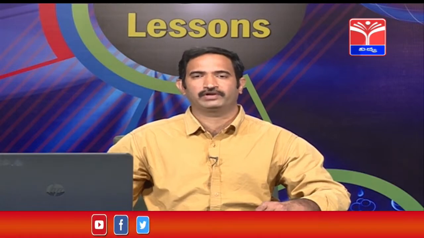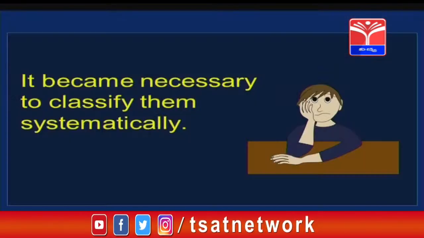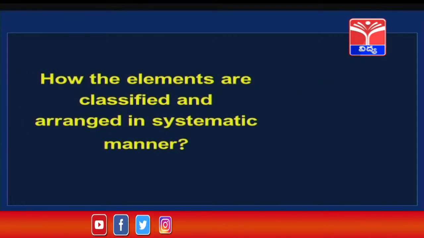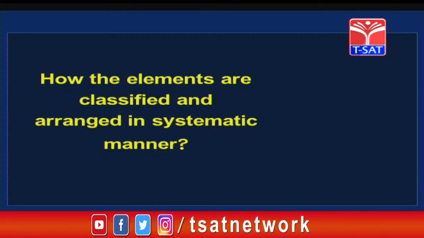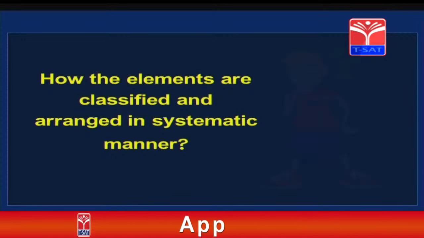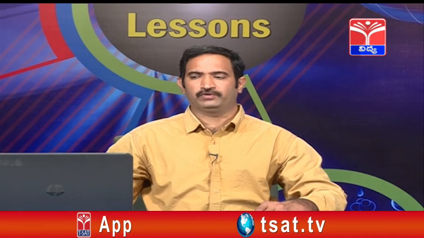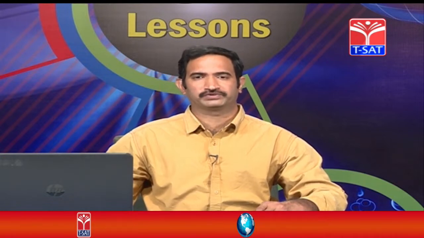Now, this is the evolution of the periodic table. It became necessary to classify them systematically. Now, all elements should be classified. Therefore, we should find some criteria to find the chemical behavior of an element. We can remember them very easily along with their properties. How the elements are classified and arranged in a systematic manner. Now, all chemists discovered the elements and their compounds.